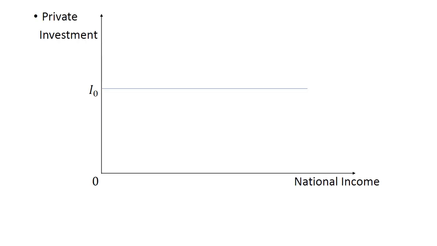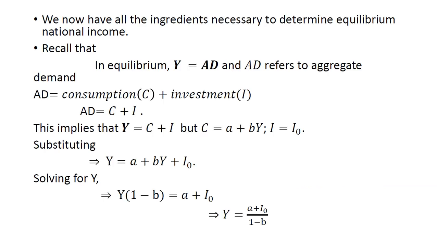So if you want to draw a graph of private investment spending as a function of national income, you realize that it is independent of it. It is just a fixed amount. Meaning at various levels of national income, private investments wouldn't change. Or that is, national income doesn't affect private investment spending. Now we have the necessary ingredients to determine equilibrium national income.